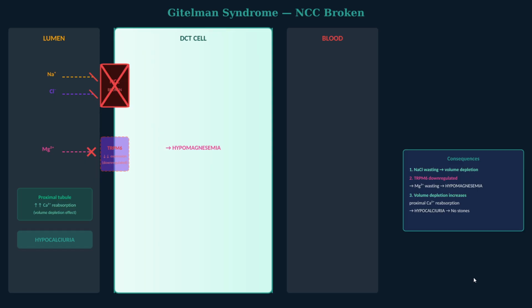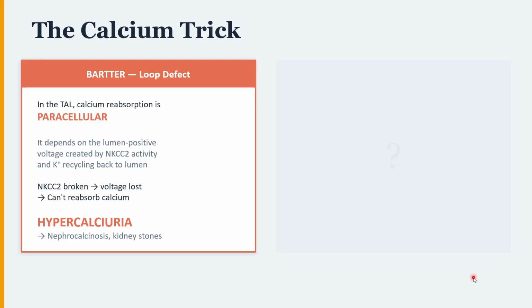Now let me formalize this as the calcium trick. In the thick ascending limb, calcium reabsorption is paracellular, meaning calcium passes between cells, not through them. This paracellular calcium transport depends on a lumen-positive electrical voltage. And where does that voltage come from? It comes from NKCC2 activity. When NKCC2 brings sodium, potassium, and chloride into the cell, the potassium recycles back into the lumen through the ROMK channel. This creates a positive charge in the lumen, which drives calcium and magnesium paracellularly.